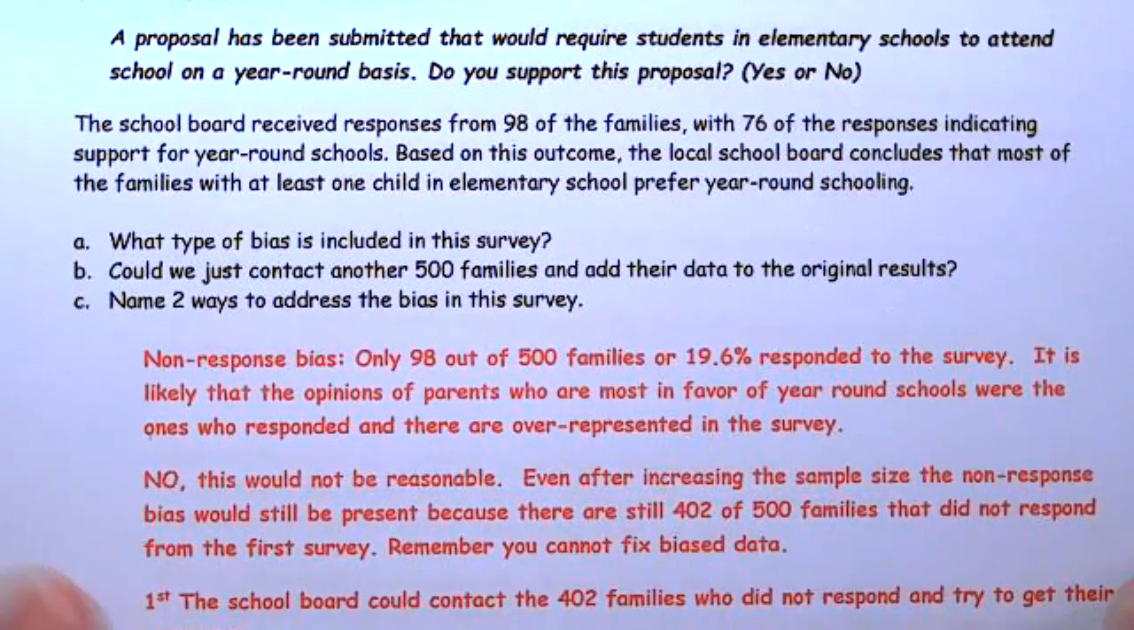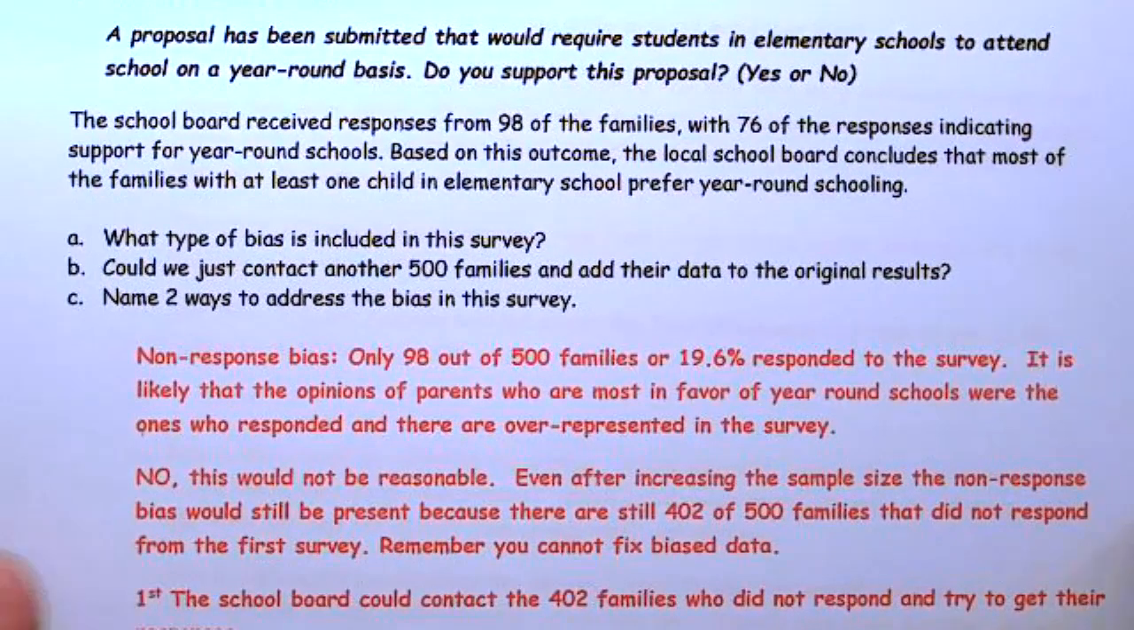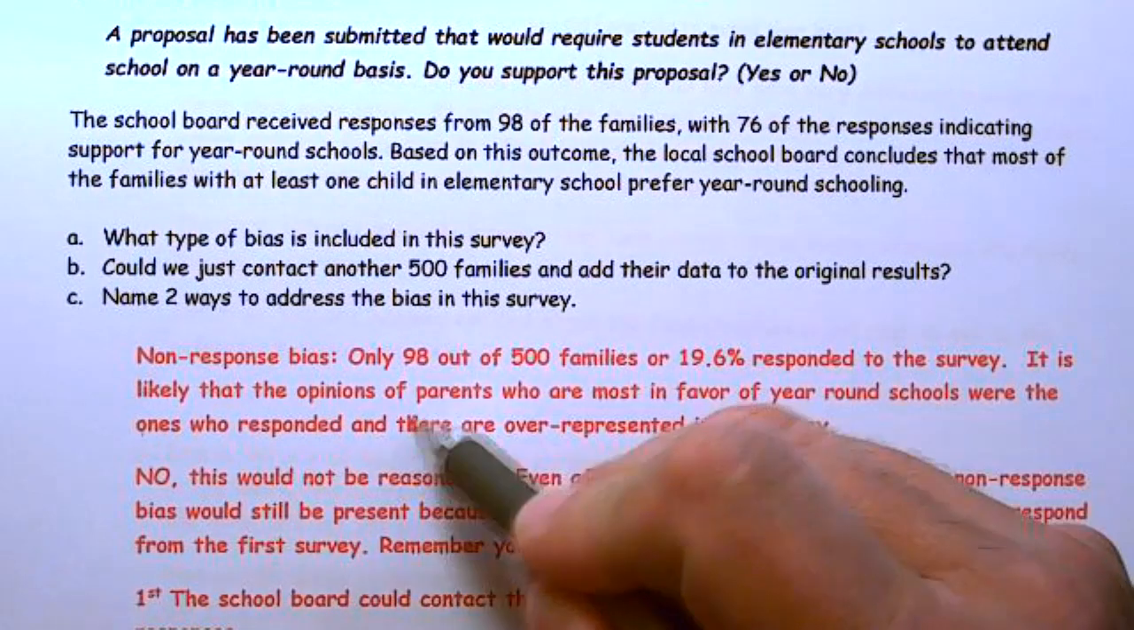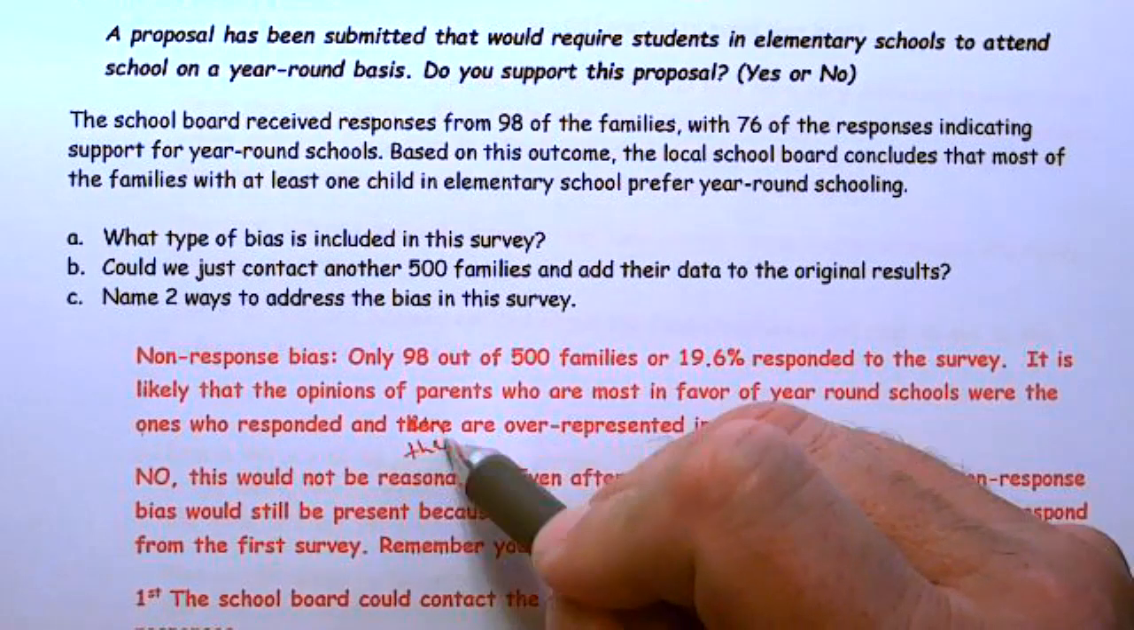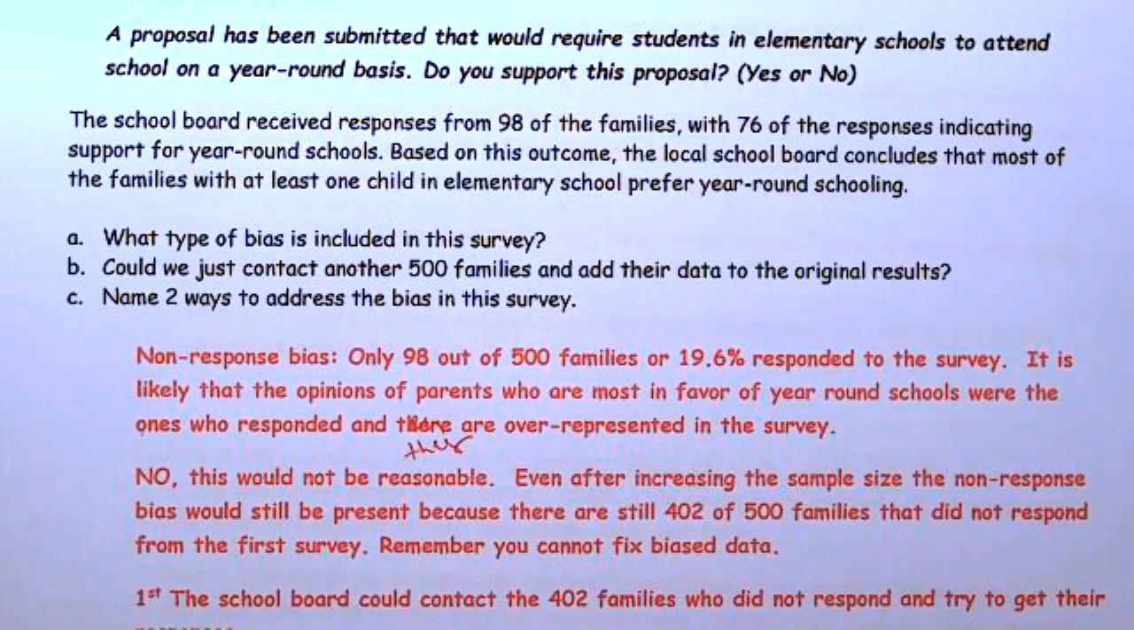Non-response bias. Only 98 of the 500 families, or 19.6%, responded to the survey. It is likely that the opinions of parents who are most in favor of year-round schools were the ones who responded, and they are overrepresented in the study.